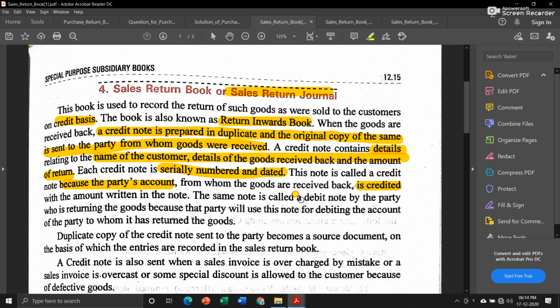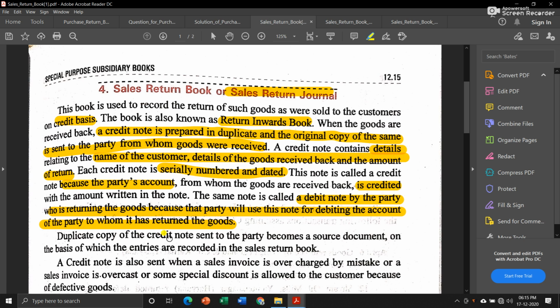The same note is called a debit note by the party who is returning the goods, because that party will use this note for debiting the account of the party to whom it has returned. In our previous topic, when we issue a debit note to our supplier, our supplier will also prepare a note, and that note will be known as a credit note. In a similar manner, when we receive a debit note from our customer, we will prepare a note and send it to them, and that will be known as a credit note.